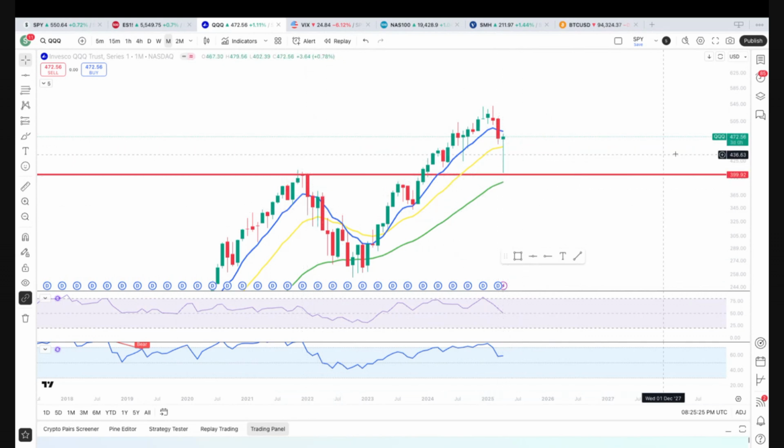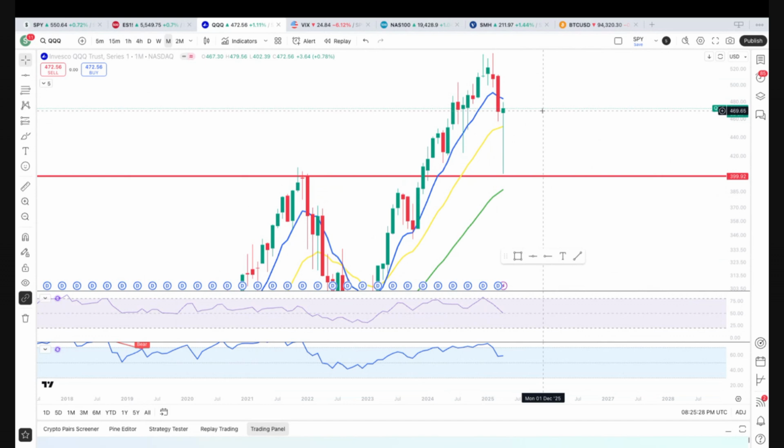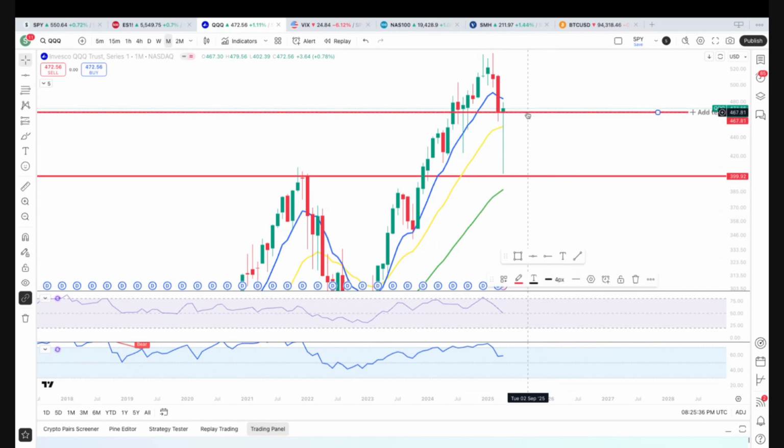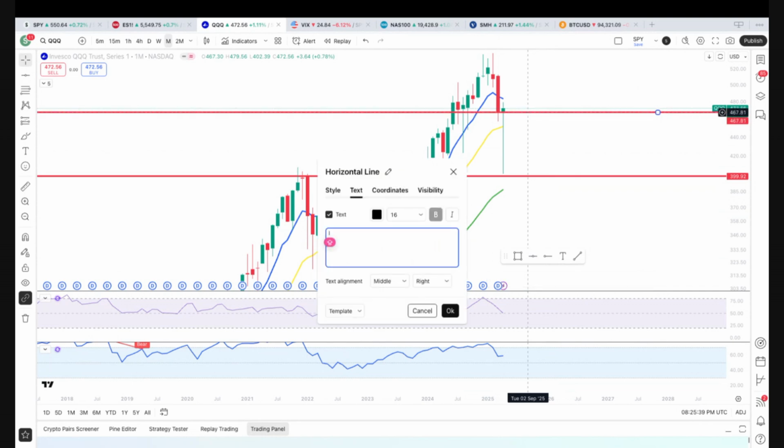QQQ came and retested, but QQQ has actually so far reclaimed its last monthly bottom. It's a little bit more bullish for QQQ. Now, it hasn't closed yet. We'll see how it closes. So right here, last monthly bottom.